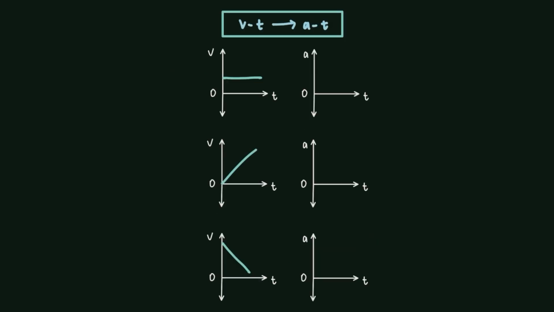Okay, now we can move on to velocity time graphs to acceleration time graphs. So it's kind of similar to the first case, where no change in velocity means that your acceleration stays at 0, and constant change in velocity means that your acceleration is positive and the change is constant, so it's a straight line. The next one is similar to the first one, it's just negative because the constant change is negative.